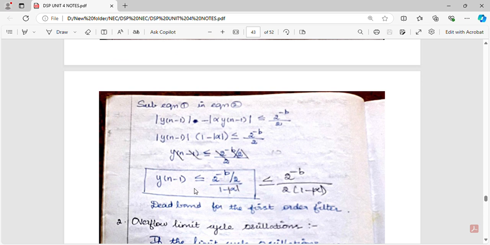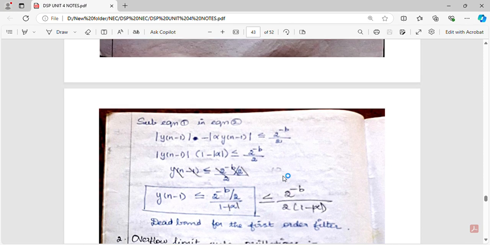That is, our output must lie in this range. By substituting all these values in this formula, we can obtain the deadband for the first order filter. So this is the formula. By using this formula, we can calculate the deadband of the filter. So this is for zero input limit cycle oscillations.